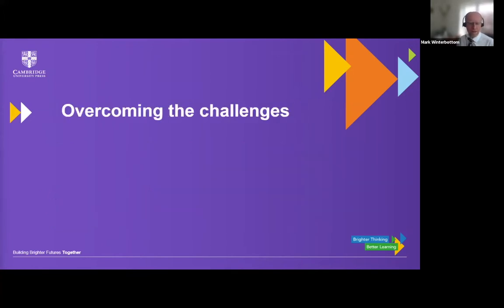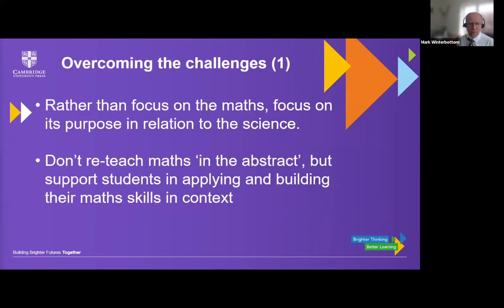Great. So how do we overcome those challenges? Well, number one, rather than focus on the maths, it tends to be better to focus on its purpose in relation to the science. So I would strongly suggest not to reteach maths in the abstract, but support your students in applying and building their maths skills in context.